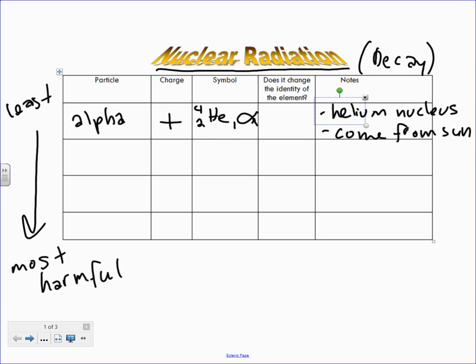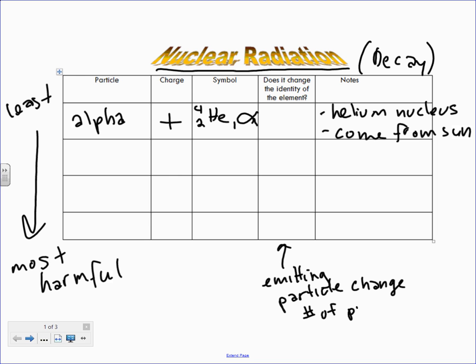The final question is, does it change the identity of the element? Let me talk a little bit about that. What this column means is, does emitting this particle change the number of protons and essentially make it a different element? So if you look at what an alpha particle is made of, it is a helium nucleus. It's 2 protons and 2 neutrons. So does emitting it change the identity of the element? And the answer is yes. Yes, it does. And you will experiment with that later on.